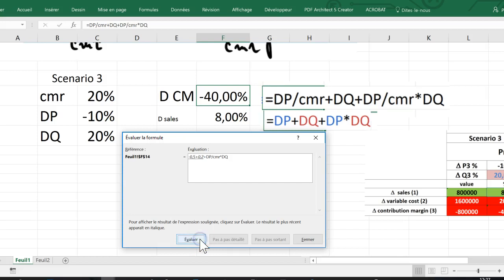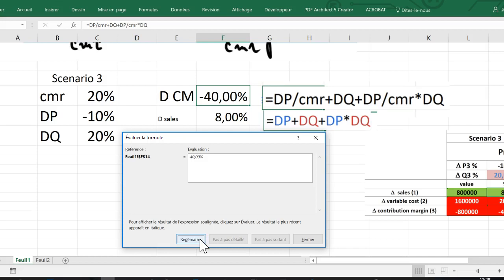Then you replace delta Q. Delta Q is plus 20. So you have on the one hand minus 50 and then plus 20. That gives you minus 30%. And then you will make the calculation of delta P over the contribution margin ratio times delta Q. So it's minus 10 divided by 20. You still get minus 50. You multiply that by 20%, and that gives you minus 10. Minus 30% minus 10 gives you a minus 40.